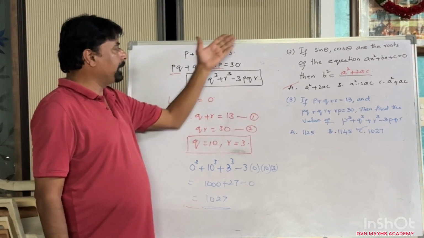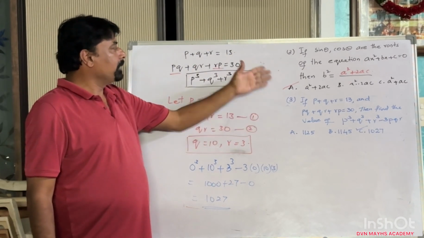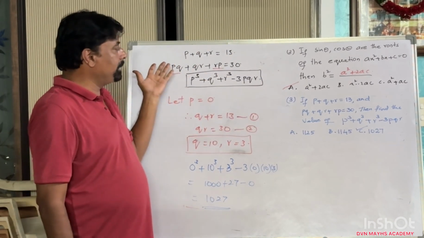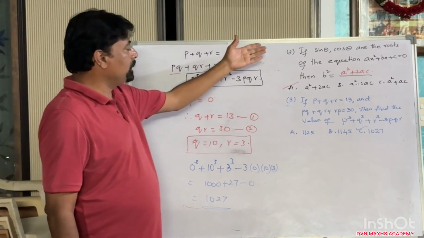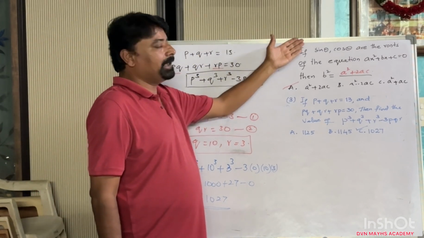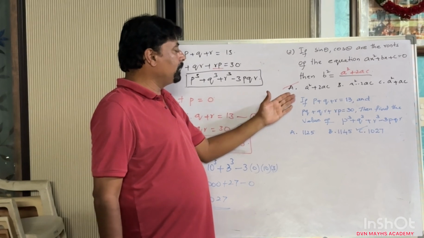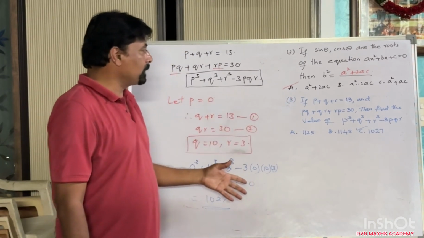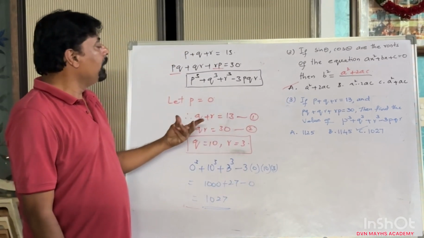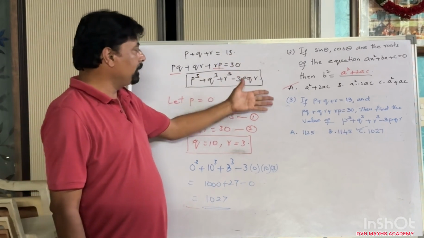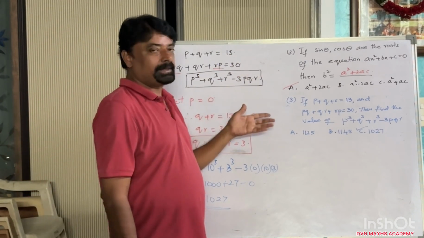The first question, second question and third question: the first question depends on time, distance and speed. The second question is from quadratic equations, connected to trigonometry. And the third question is algebra. So if you solve questions like these, you will get some interest, and these are some of the complicated questions in competition exams.